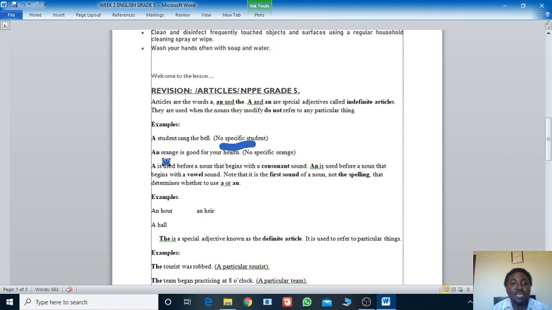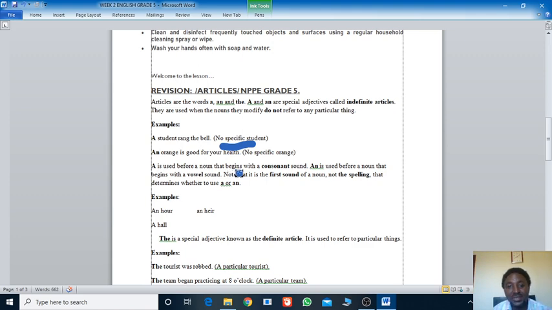So then, an orange is good for your health. Not specific. We are not sure about which specific orange we are talking about. A is used before a noun that begins with a consonant. Again, since KG and grade 1, we know what consonants are. When we were learning sounds and alphabets, we know that from A up to Z, we have consonants, and we also have vowels. So a is used before a noun that begins with a consonant.